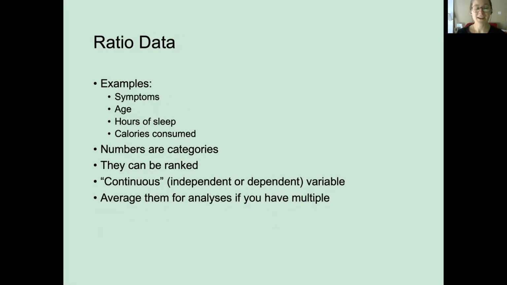Ratio data is very similar to interval data. The only difference is we do have a true 0. One example of this might be measuring amounts of different symptoms that you have, whether psychological or medical. So you could have a true 0 that means I don't have this symptom at all, but you could have like a 1 to 7 that's varying degrees to how intense you have that symptom. Age is another example of ratio data.